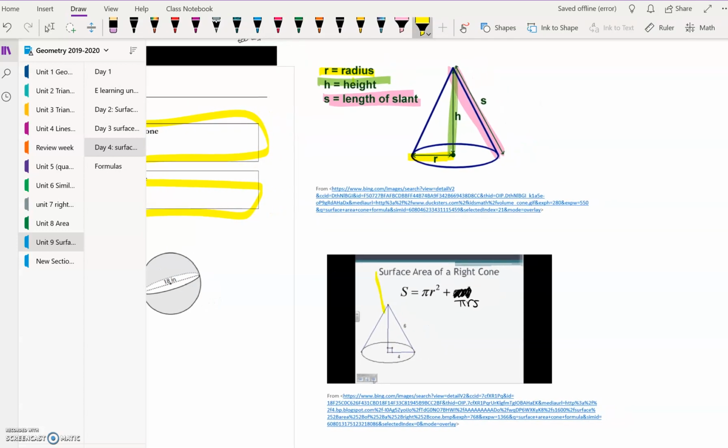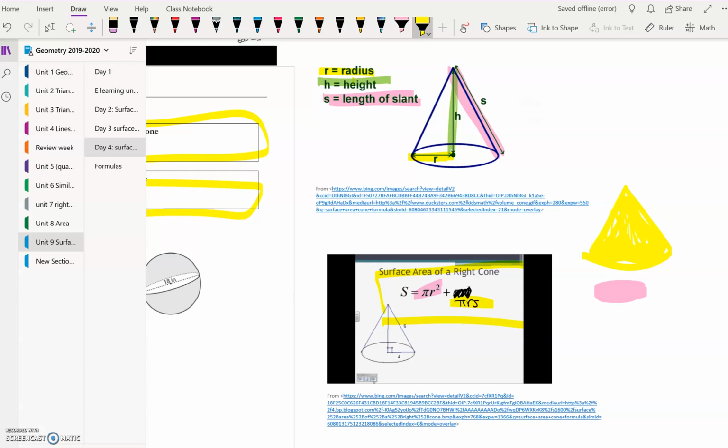Your formula's down here, a little bit down below. Your formula is the area of a circle, so it's your circle, which is pi r squared, and then plus the top bit that's on top of your circle. And that's pi times radius times your slant height. And that's all coming from the picture up above.